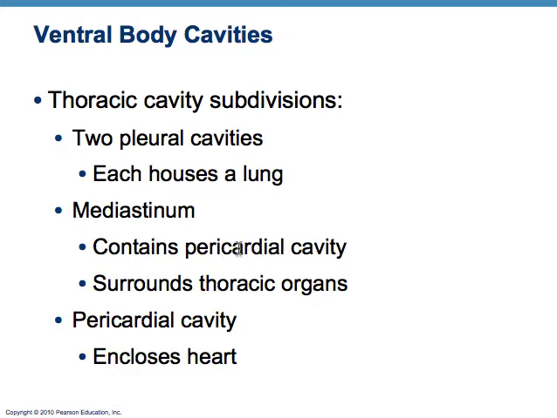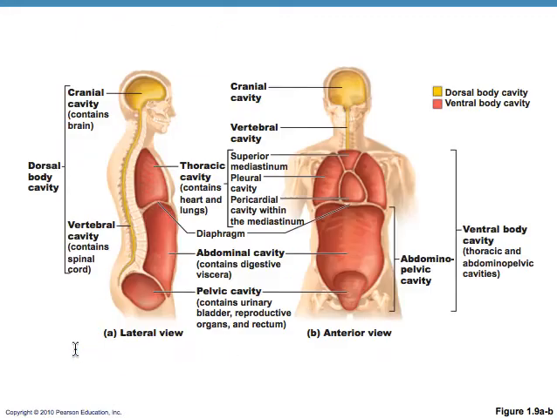The pericardial cavity encloses the heart, and I'll go back and show you on a picture in a second. It also surrounds our thoracic organs. So those thoracic organs include the lungs and the heart. And again, I'll show you this in a picture. The pericardial cavity, more specifically, encloses the heart. Let me differentiate this for you on a picture. You see our pleural cavity with the two lungs, and the mediastinum enclosing this whole thoracic cavity, and specifically our pericardial cavity enclosing the heart.